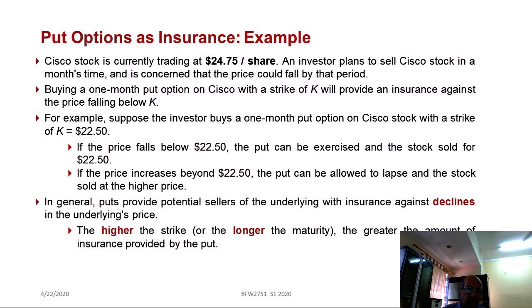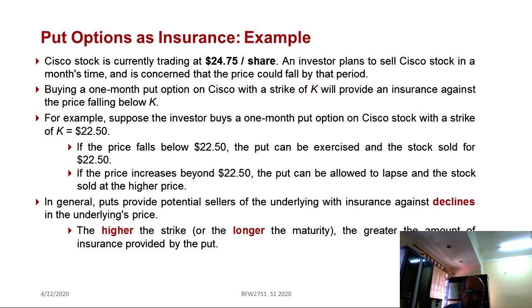Okay, we look into one example now. It's a great example. Look at this very carefully. Cisco stock is currently trading at $24.75 per share. The S0 is $24.75 per share. An investor plans to sell because he's holding it now. He wants to sell it. The investor plans to sell Cisco stock in a month's time and is concerned that the price could fall by that period. So, how can he create a safety net for this?